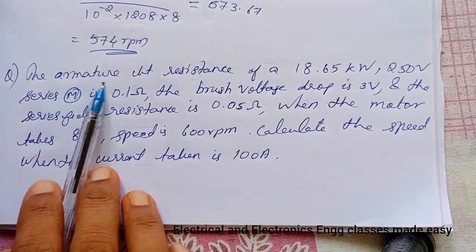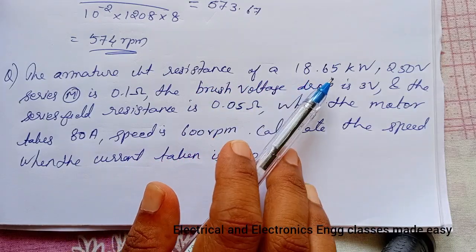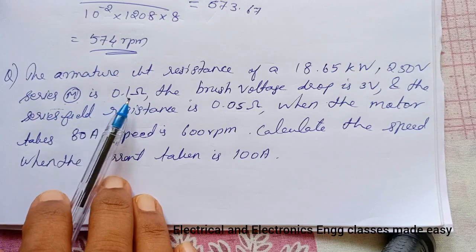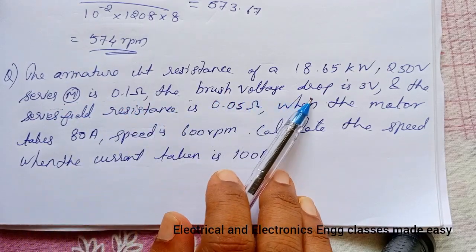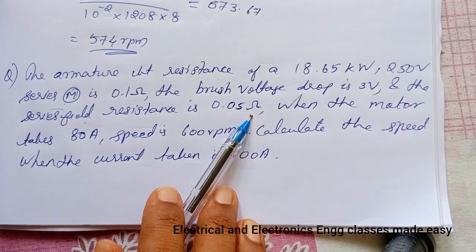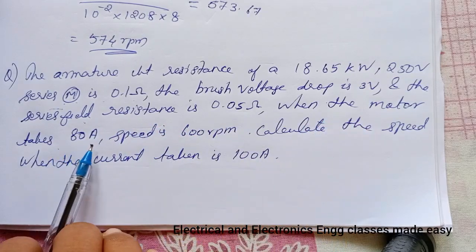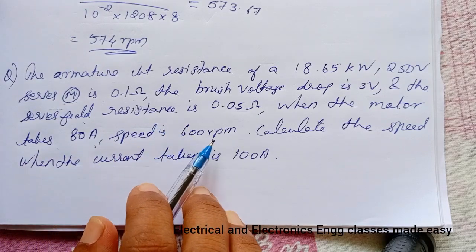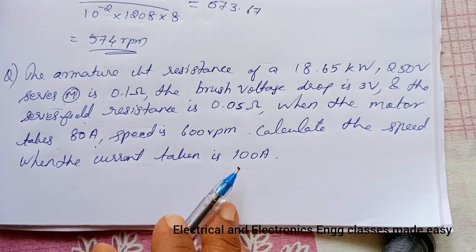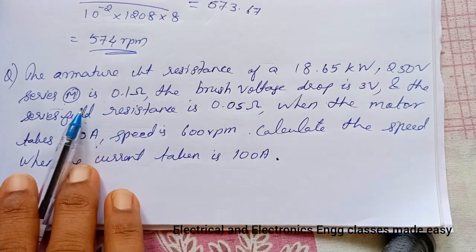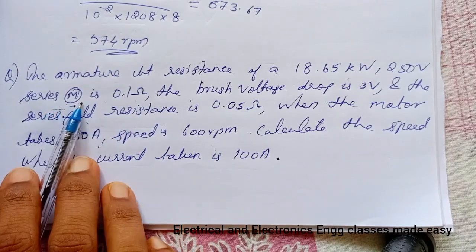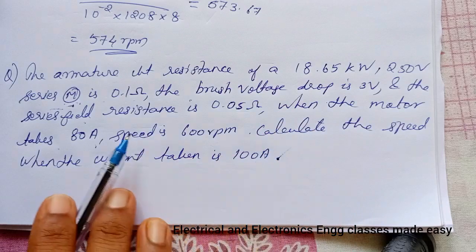Next question is, the armature circuit resistance of a 18.65 kilowatt 250 volt series motor is 0.1 ohm. The brush voltage drop is 3 volt and the series field resistance is 0.05 ohm. When the motor takes 80 amperes, speed is 600 rpm. Calculate the speed when the current taken is 100 amperes. So this is a series motor.